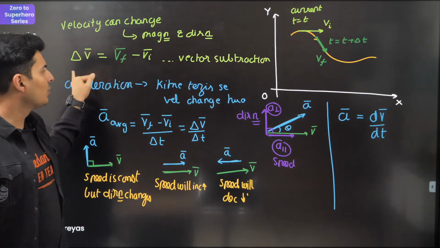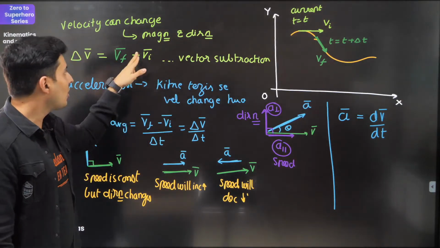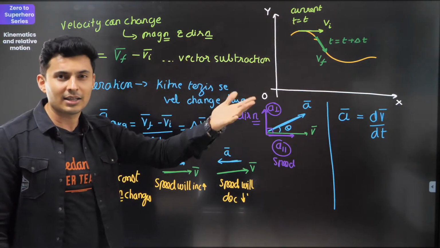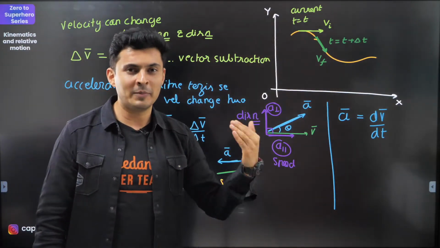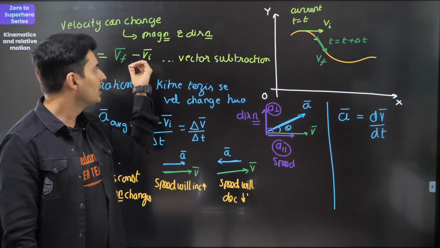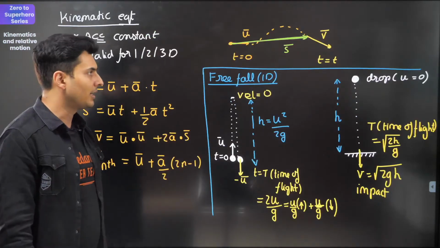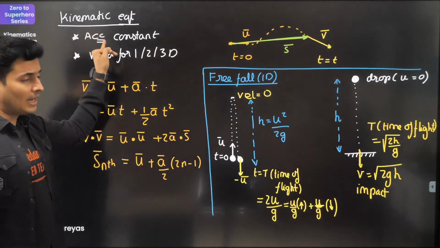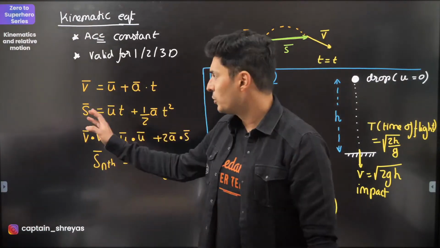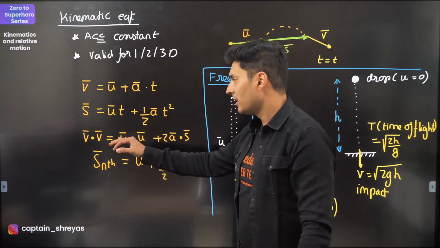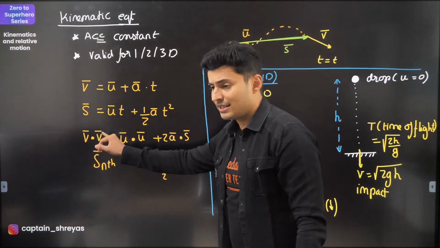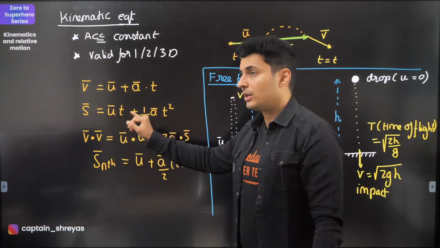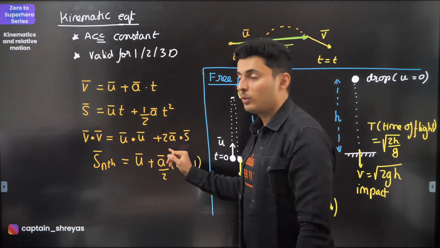Okay, and whenever you have a delta change, it's always vector subtraction. Remember that. Change in anything, final momentum minus initial momentum, delta p. So it's always vector subtraction. Okay, now kinematic equations, everybody knows v is u plus at, s is ut plus half at square. Now this is a tricky one. Many people do not remember what is the vector form of this equation.